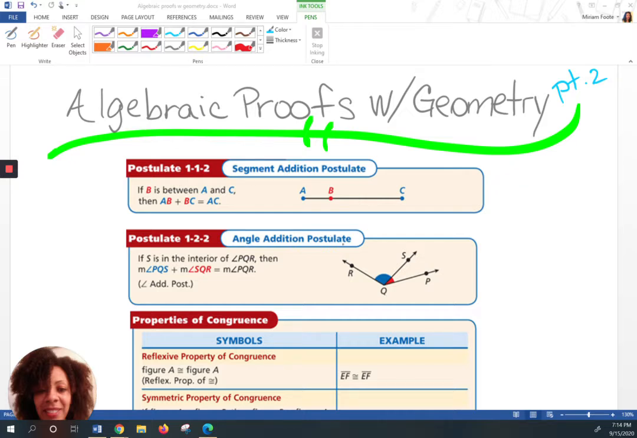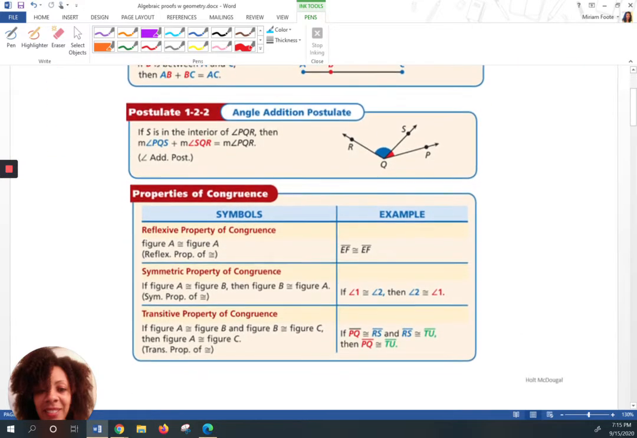Angle addition postulate, of course, you would have a picture of an angle. And in this case, it's the same type situation. You would have one angle that's added to another angle that will equal the entire angle. Angle addition postulate. We also talked about the reflexive, symmetric, and transitive.